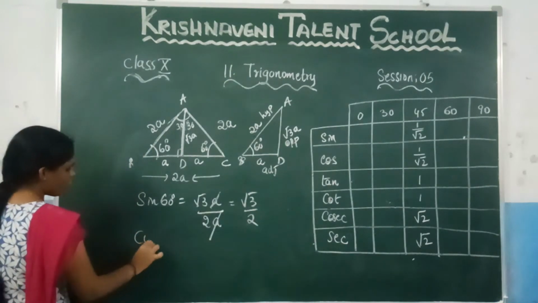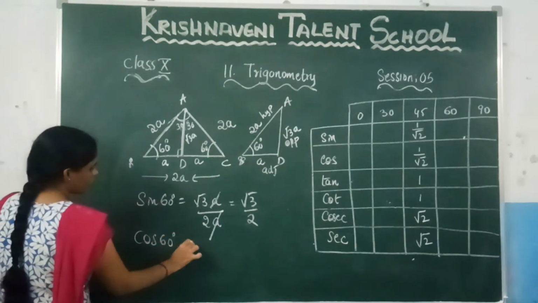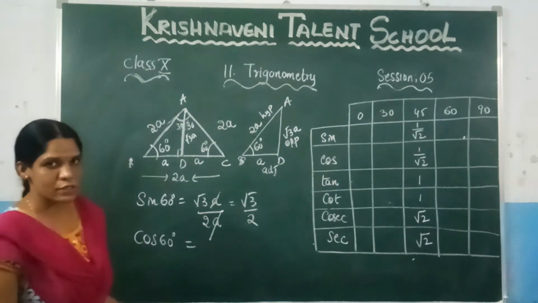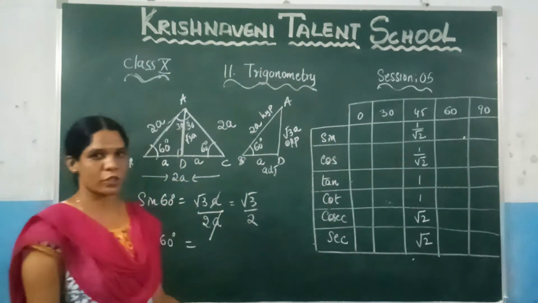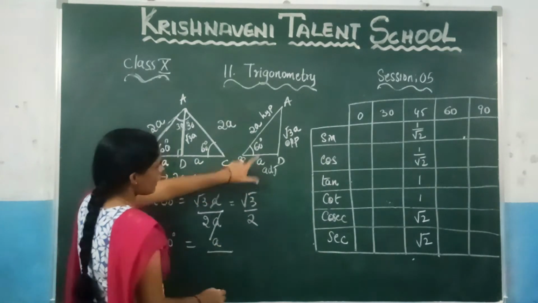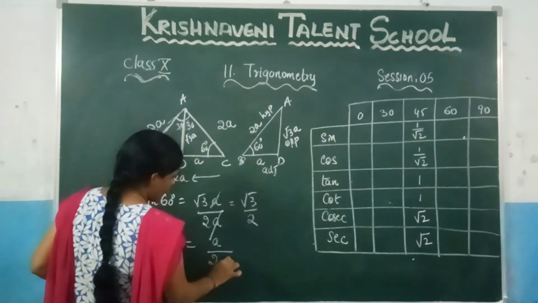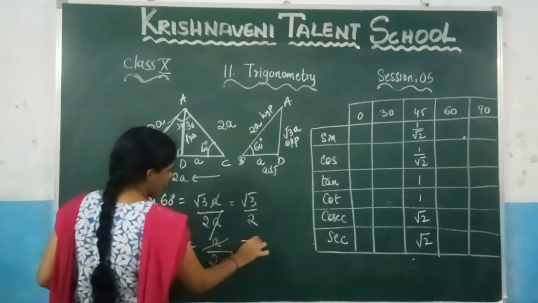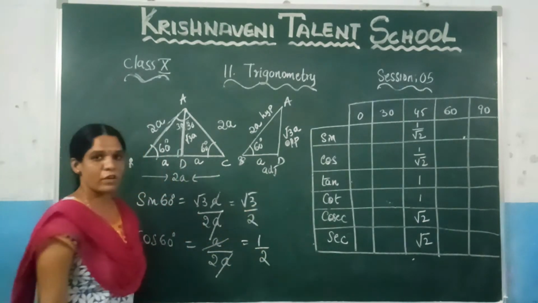Now find the value of cos 60. What is the formula for cos? Adjacent side by hypotenuse. What is the adjacent side length? Which is A. And what is the hypotenuse? Which is 2A. Again here this A will get cancelled and you will be left with 1 by 2.